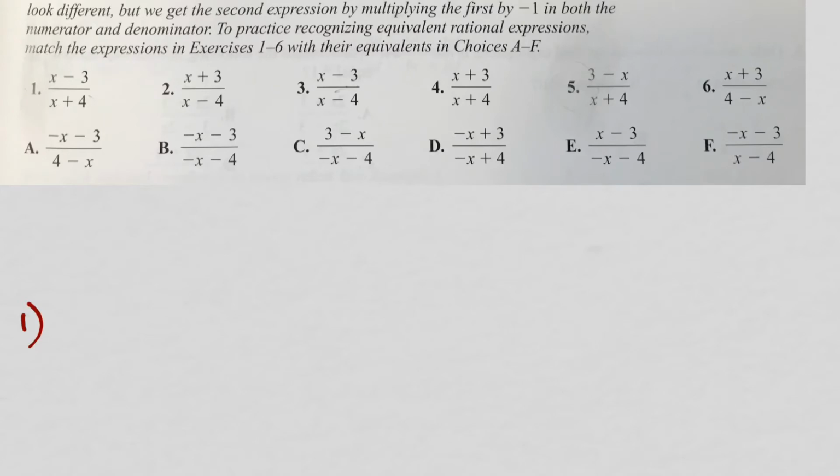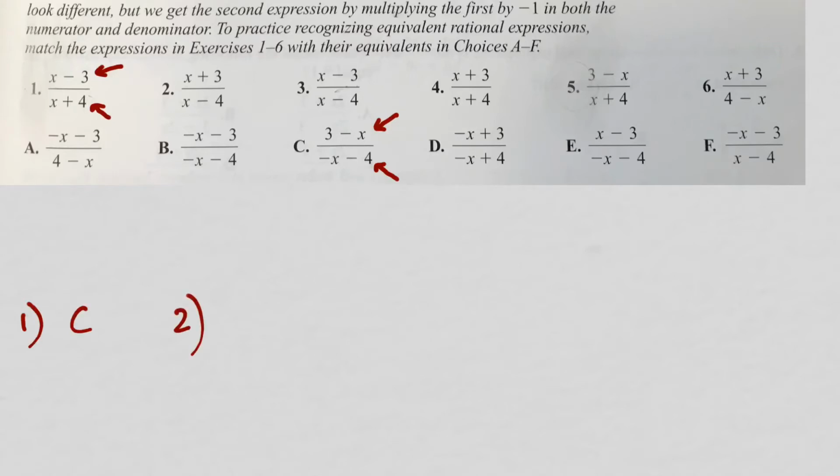Okay, for number 1, here we have a positive x and a negative 3. This is a negative x and a positive 3, so those are opposites of each other. On the bottom, we have a positive x and a positive 4. Here we have a negative x and a negative 4. Those are opposites of each other. When you have the opposite on the top and on the bottom of the fraction, that's the same thing as the original fraction. So 1 is C.